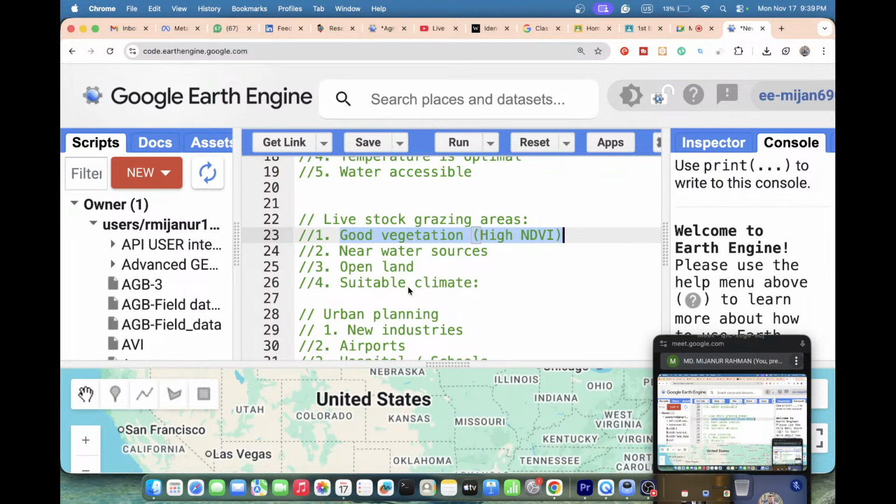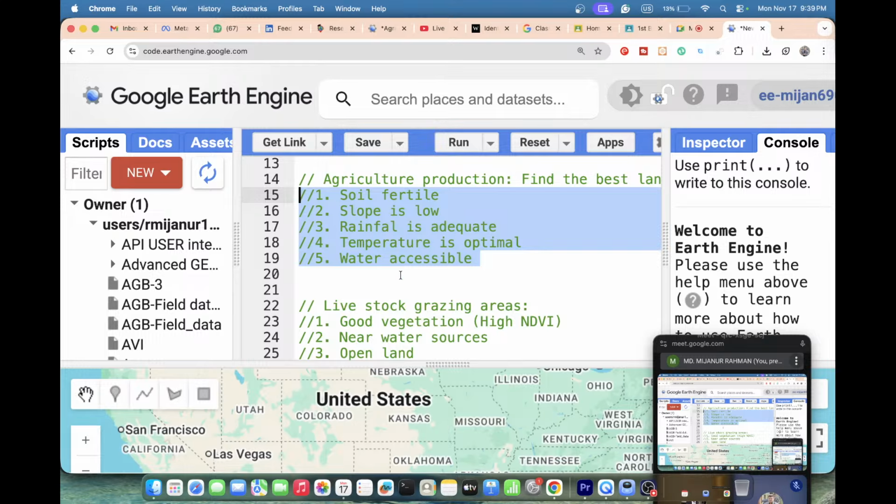Suppose for agriculture production, which factor is more important: rainfall, slope, soil, temperature, or water accessibility? It can vary. Suppose in this case I choose rainfall. You can set the weight manually, or if you want, you can use the AHP technique. I will try to show you in another class how we can apply AHP, the analytical hierarchy process, then you can get the idea. But if you want, you can also set the weight manually.